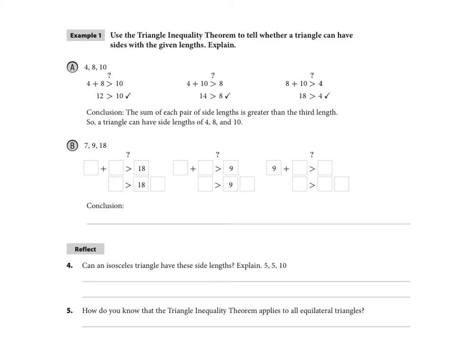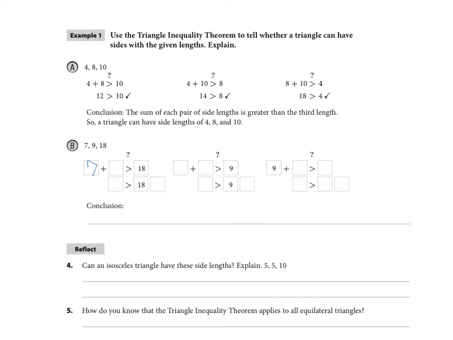And here we're going to be using the triangle inequality theorem to tell whether a triangle can have sides with the given lengths. Now notice what they do is they create all three of the inequalities, but what we're saying here is in the summary, if you have sides 4, 8, and 10, those are already in increasing order. So really the only inequality I need to check out is 4 plus 8 bigger than 10? It's this first one. And if that is true, then as you can see, the rest of them will hold true as well. Okay?